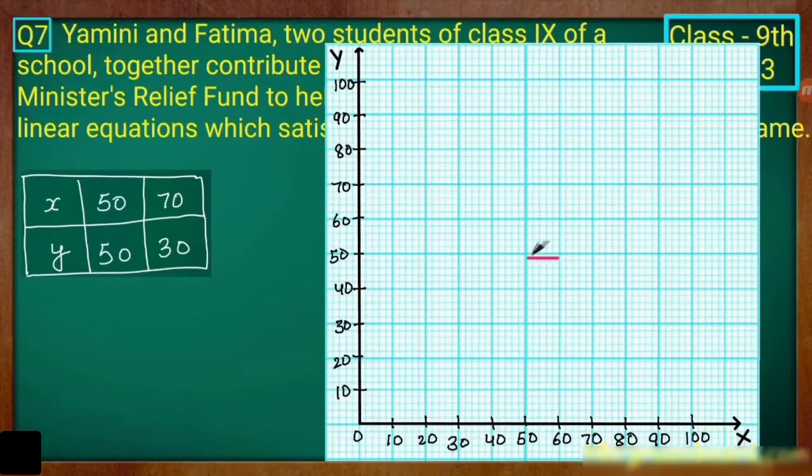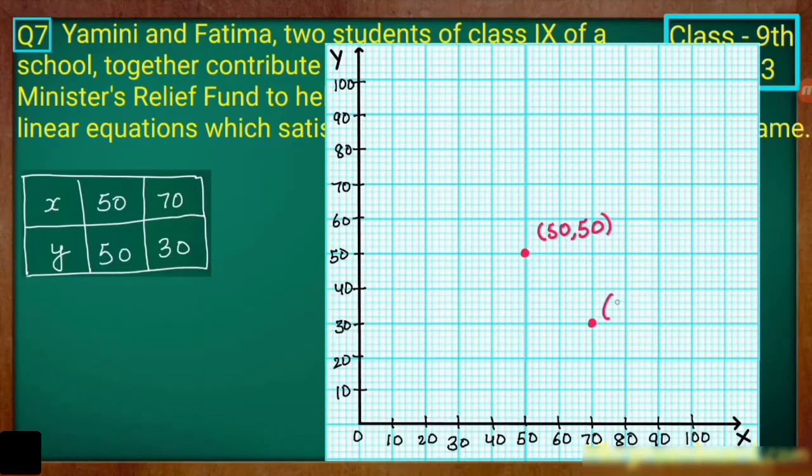The first point is x is 50, y is also 50. Now join them. This is the point where x and y are both 50. Second condition, x is 70, y is 30. So x 70, y is 30.